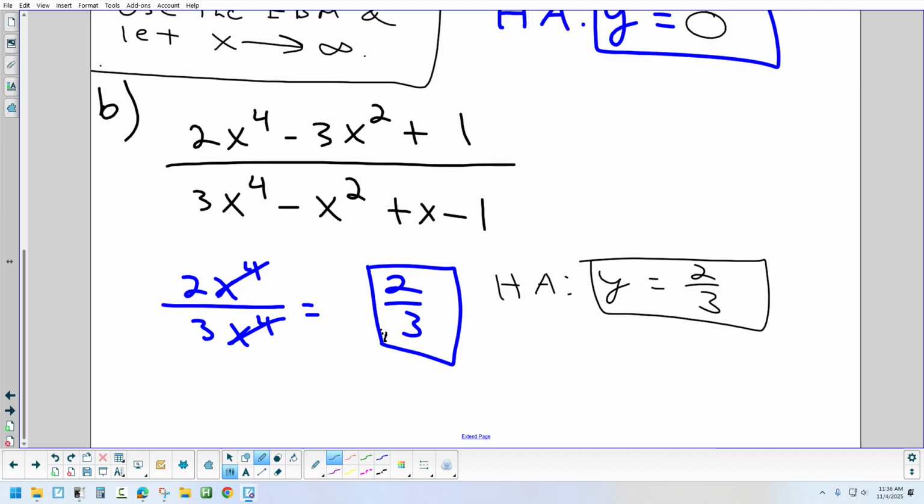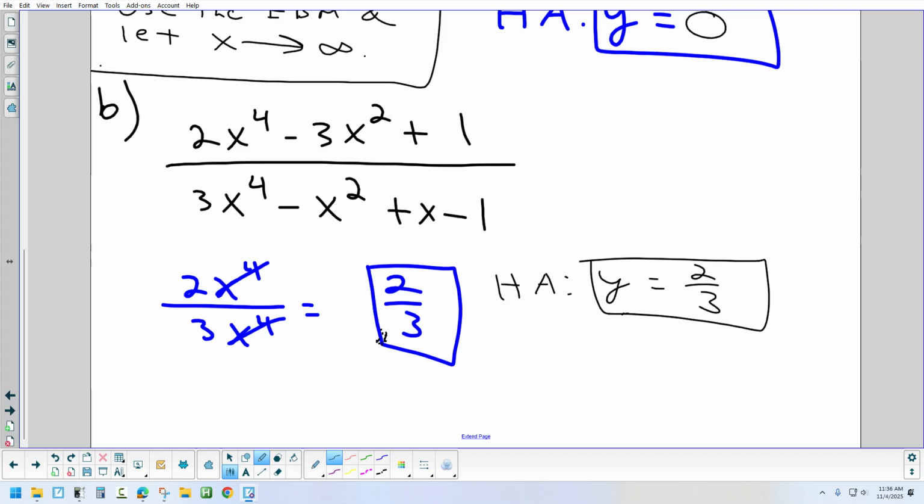But there is an important difference between these two answers. On the right, that is an equation. On the left, that is just a number. When you write the EBM, it's okay to write it without an equal sign. In fact, it shouldn't have one. Okay, it's just a term. But an asymptote has to have an equal sign. An x equals or a y equals, depending if you're doing vertical or horizontal. So always write your asymptotes as equations.